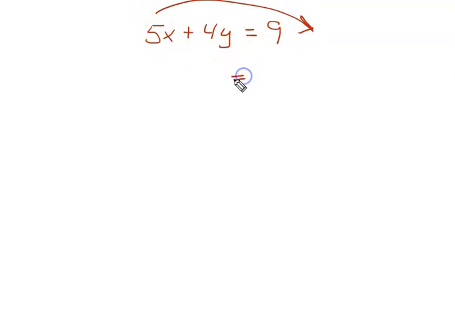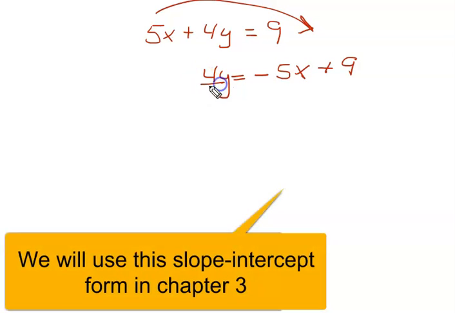So this will be 4y. On this side, this becomes a negative 5x. That's a nice part of transposition. And then a plus 9. Now, to isolate the y, I have to get rid of the coefficient, which is 4, so I'll divide this by 4. And a good way to do this is divide each of the terms by 4.